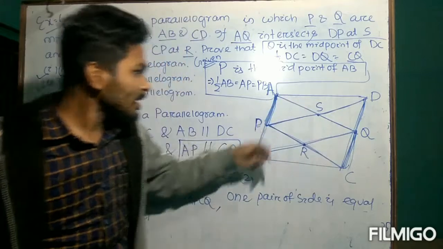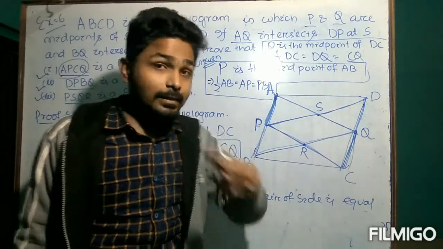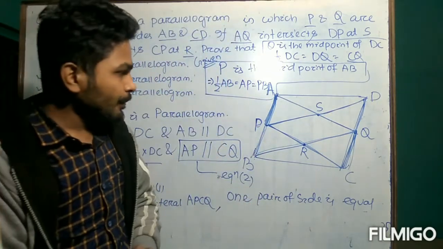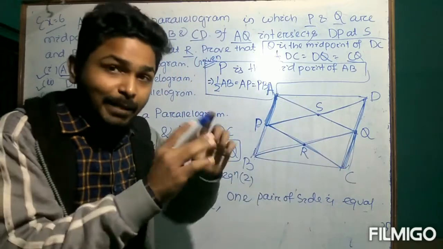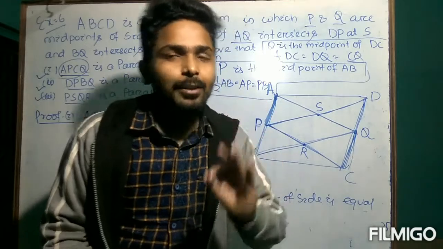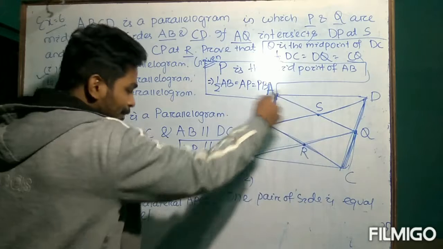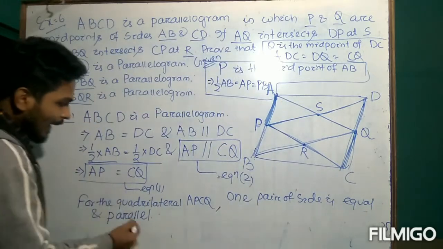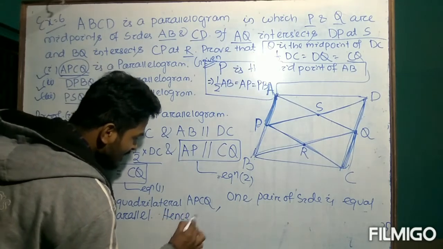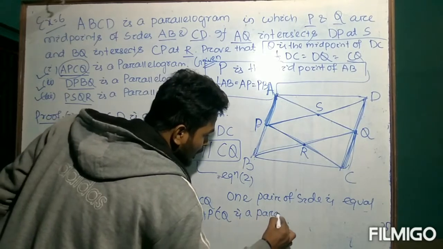So in this quadrilateral, we have got this side parallel to this side, and this side also equal to this side. Now just recall theorem number 8.8. It states that if in a quadrilateral like APCQ, any one pair of sides are equal and parallel, then it is a parallelogram. So here, for the quadrilateral APCQ, one pair of sides are equal and parallel. Hence, APCQ is a parallelogram.